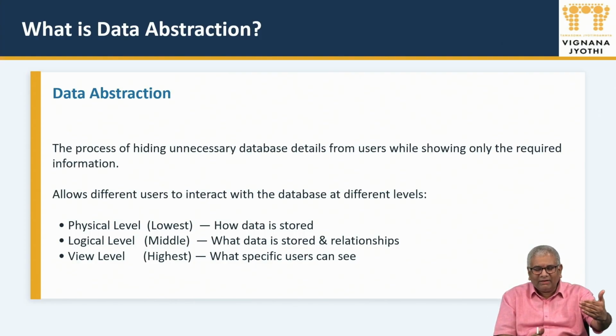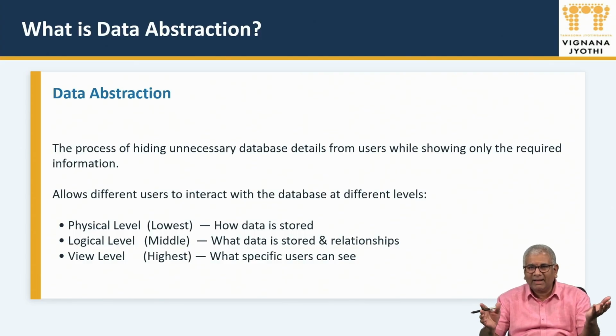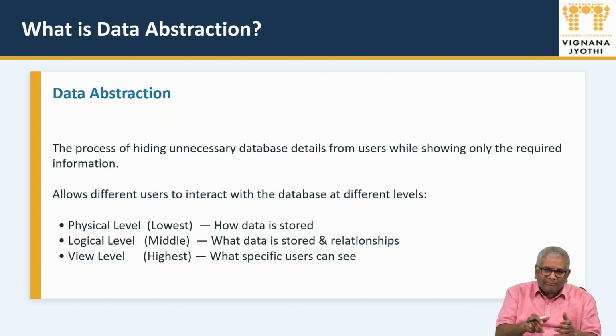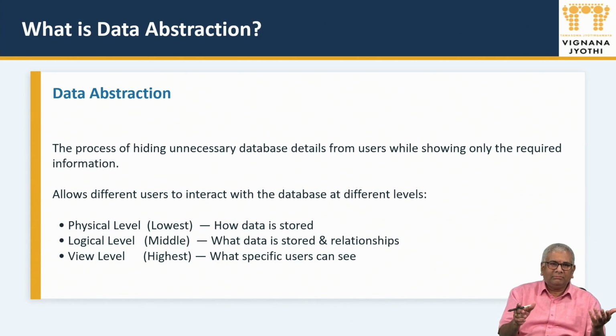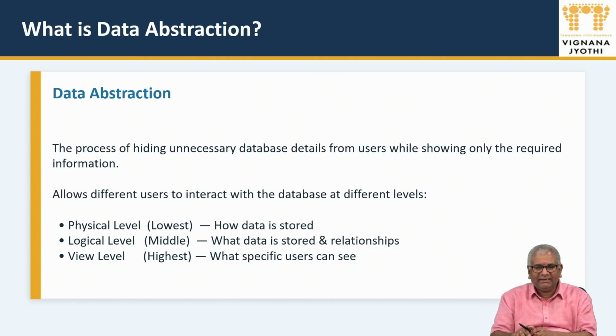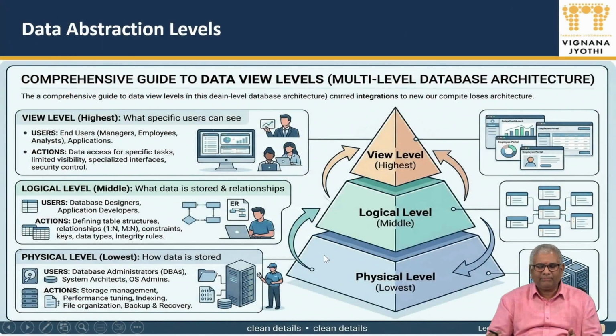Now at the physical level, the lowest level, the question is how the data is stored: in a linked list, a tree, or a hash map. How do you make the data more performant? How do you maintain it? How do you back up and restore data? All these are very low-level details of the data, which belong to the lowest level. So let's see this pictorially.